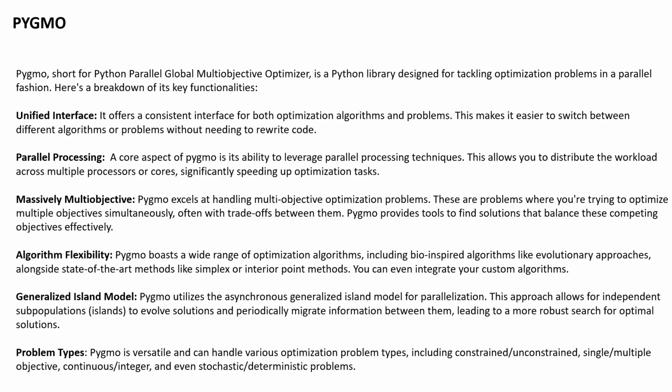This approach allows for independent subpopulations, or islands, to evolve solutions and periodically migrate information between them. So basically, you have a particular core solving some equations, getting some values. In the next cycle, you are swapping those solutions with another core, trying to see if the solutions get better in the next generation or not. It's kind of like a random switching thing.